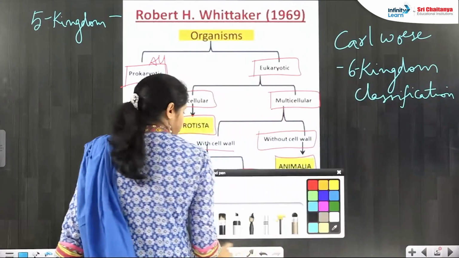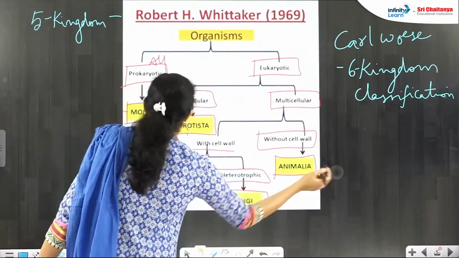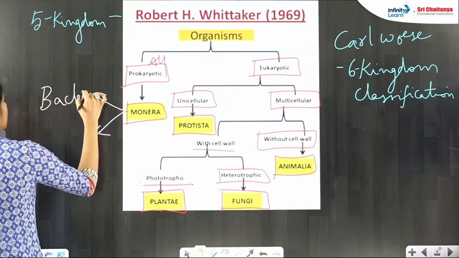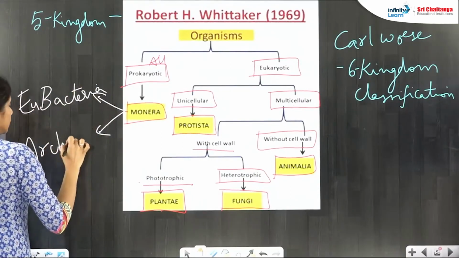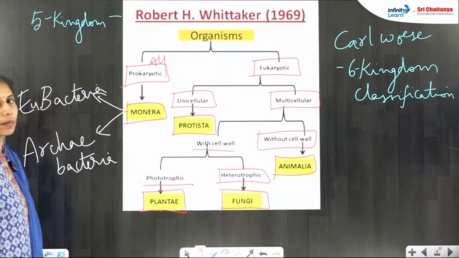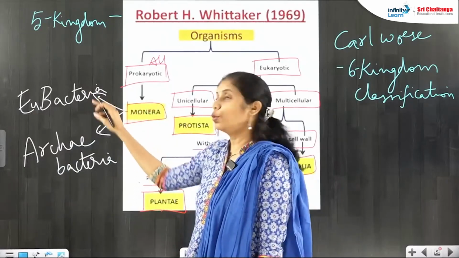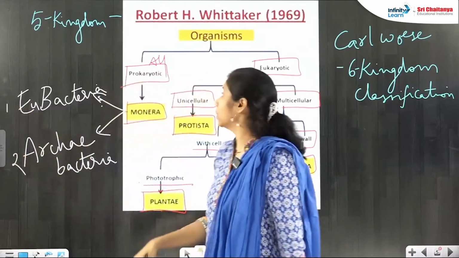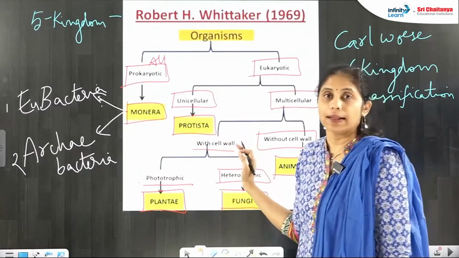Like he separated Monera into eubacteria, or simply bacteria, and the next group, archaebacteria. In simple terms, these are called archaea. So Carl Woese divided the Monera kingdom into two kingdoms, eubacteria and archaebacteria. So first one, second one, then third, fourth, fifth, sixth. The six kingdom classification was given like that.